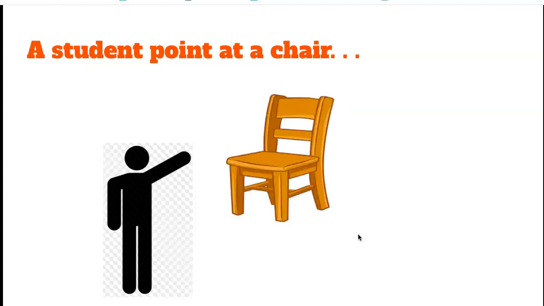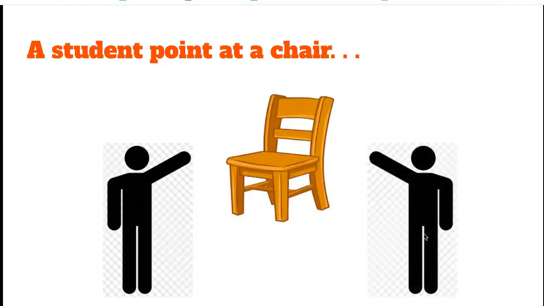A student points at a chair. So here's a student and they're pointing at a chair, and then another student says, hey, where's the chair? And they say, it's over here. And then that second student shows up and points at it. So now what you have is a situation where you have one object or one thing, and you have two students referencing the chair. You have two references, but one object.